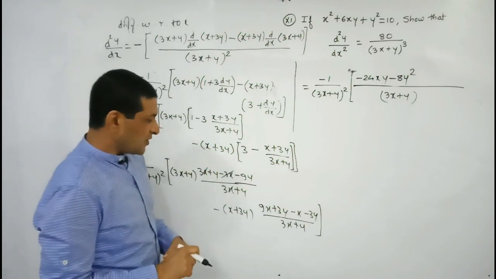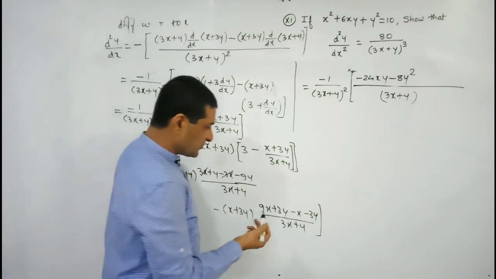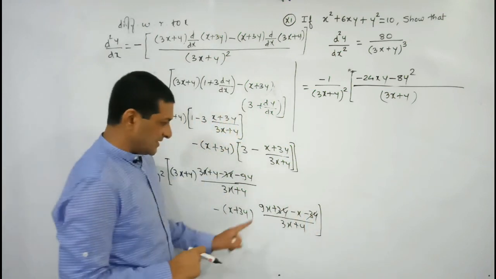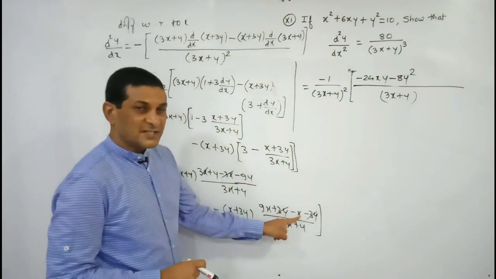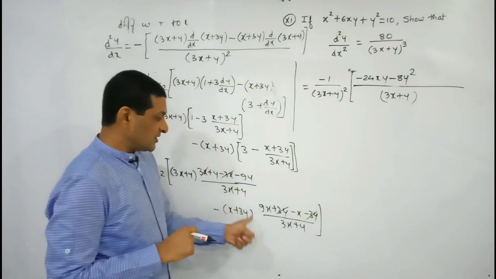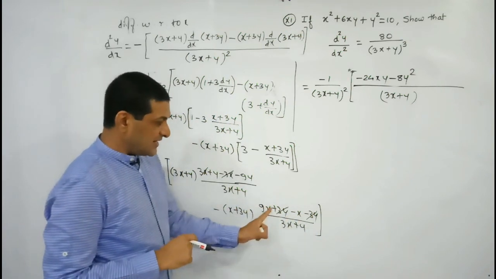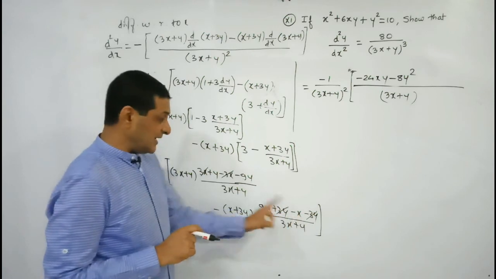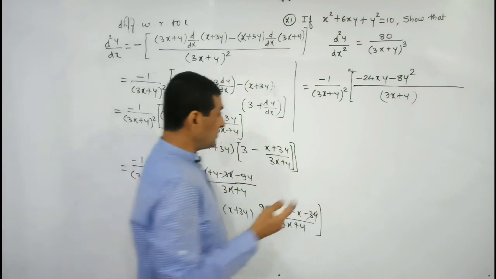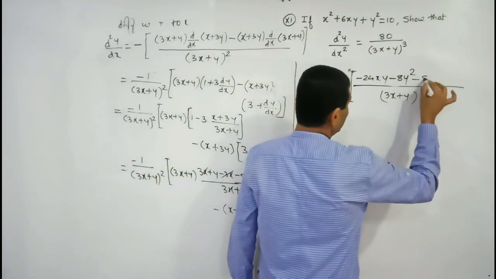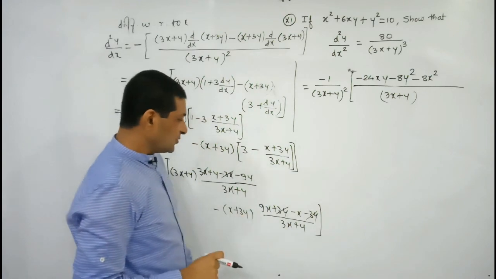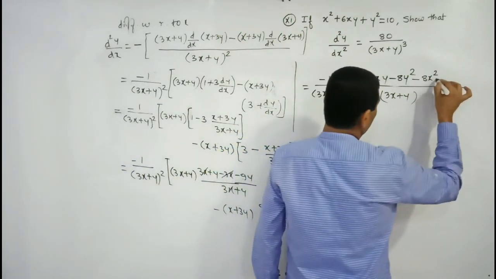Now here check what we will get. Which terms will get cancelled? Plus 3xy and minus 3xy will get cancelled. 9x minus x will be 8x, and I am multiplying by minus 8x to both the terms in this bracket. 8x into minus will be minus 8x. Minus 8x into x will be minus 8x square, and minus 8x into 3y is minus 24xy.